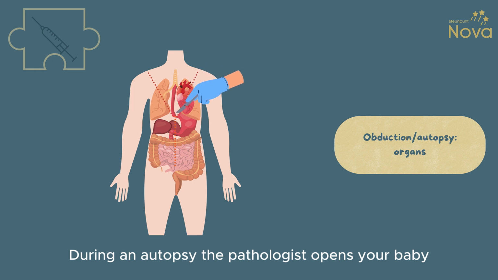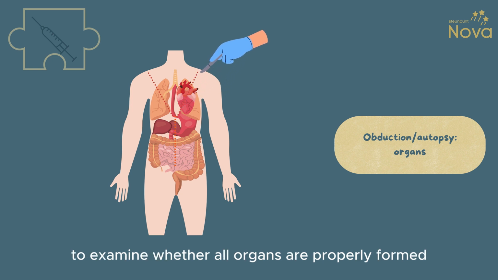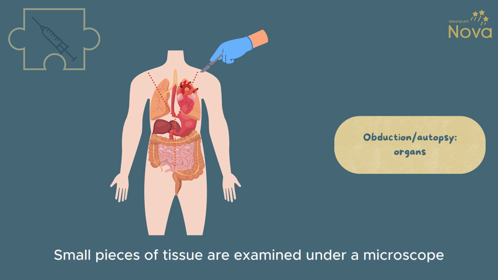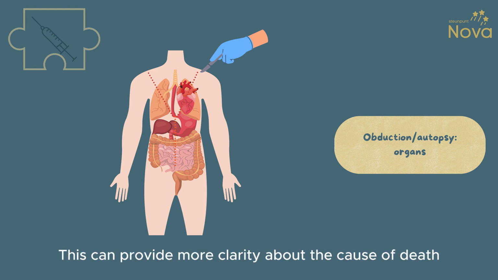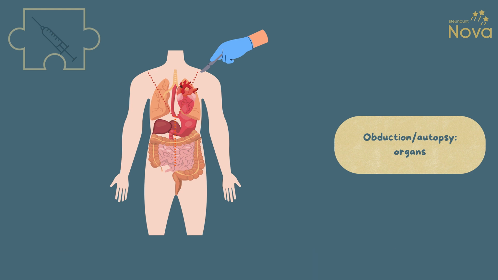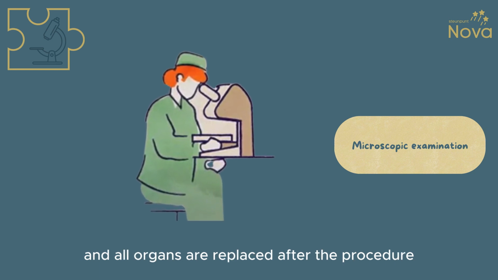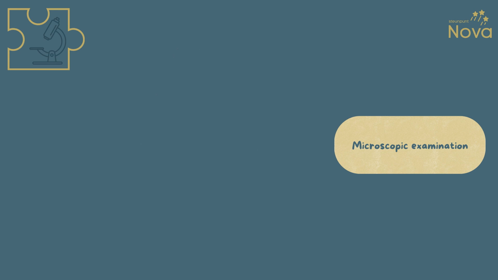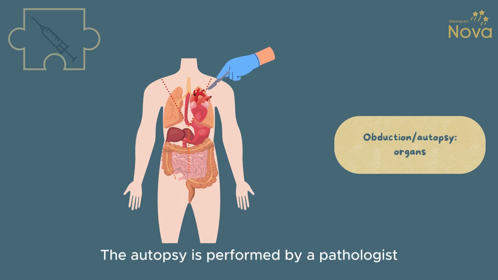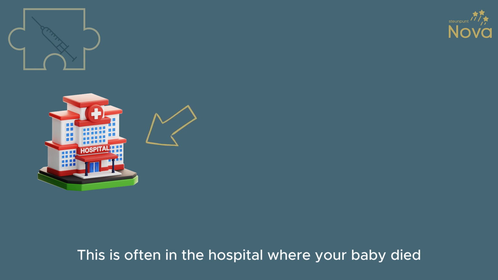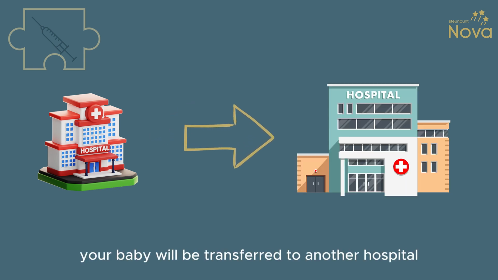During an autopsy, the pathologist opens your baby to examine whether all organs are properly formed and in the right place. Small pieces of tissue are examined under a microscope. This can provide more clarity about the cause of death. An autopsy always requires the parent's consent and all organs are replaced after the procedure. The autopsy is performed by a pathologist in the mortuary. This is often in the hospital where your baby died, but sometimes your baby will be transferred to another hospital.